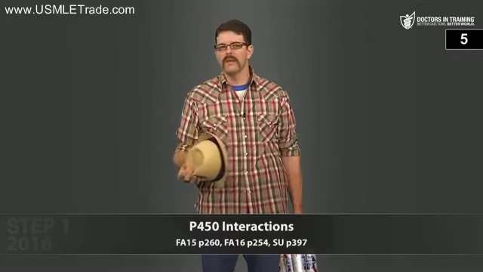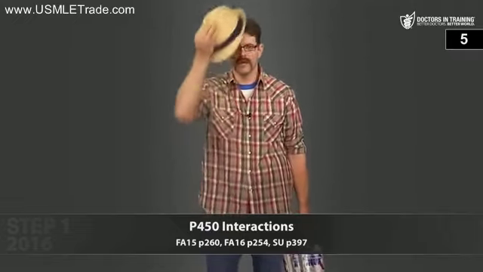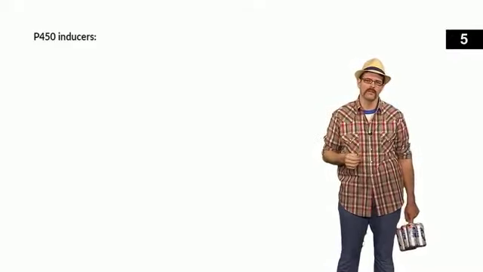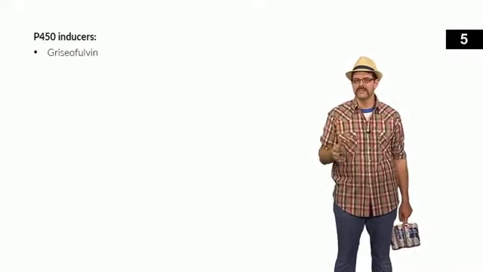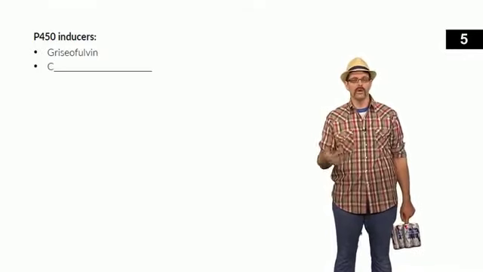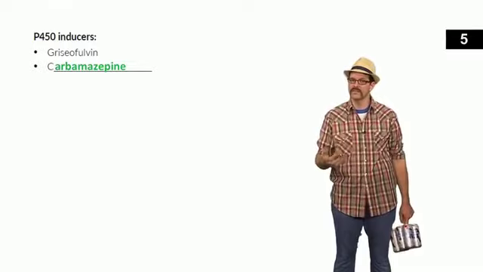Then on number 5, we have the P450 inducers. And a student at Western U in California sent us this mnemonic. Guinness, Coronas, and PBRs induce chronic alcoholism. So first of all, the G in Guinness is for griseofulvin, which is an antifungal drug. The C in Coronas is carbamazepine, which is a seizure drug.